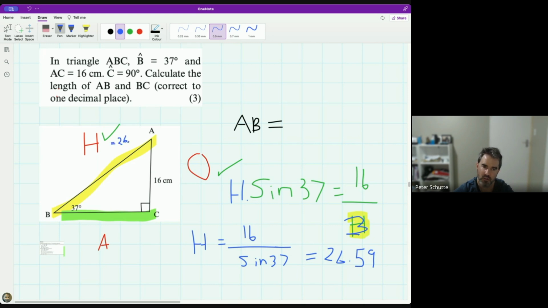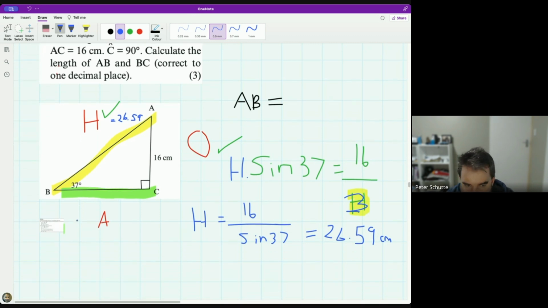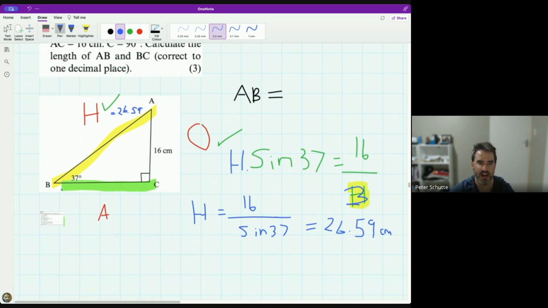Now, I want you to find me the length of the green one. So we found the length of the yellow one is 26.59 centimeters. Can you find me the length of the green, or BC? Can you find BC?